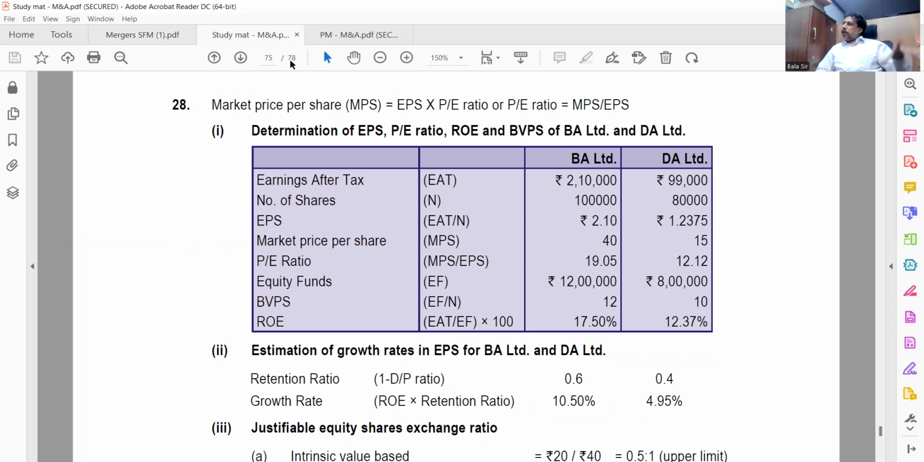Have you got the formula there? You take the earnings after taxation divided by equity funds into 100. That is all: rupees 2 lakh and 10,000 upon 12 lakh into 100, and 99,000 rupees upon 8 lakh into 100. That is the answer to subdivision 1, the 4 numbers calculated. So you can just pause the recording and take down the solution.